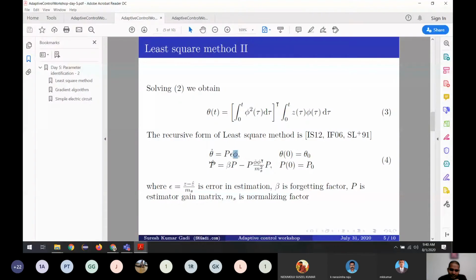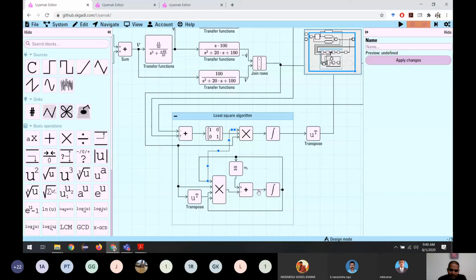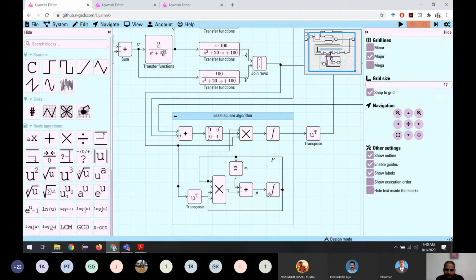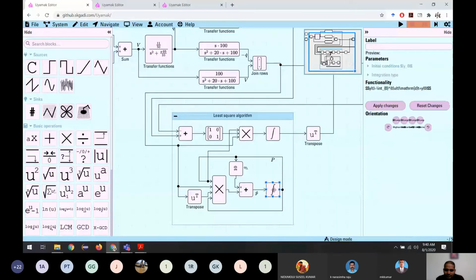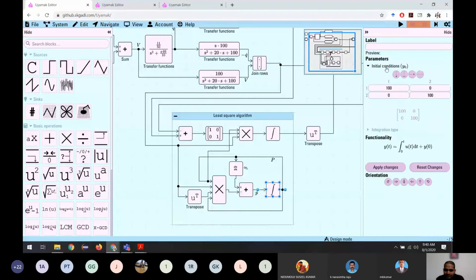So let us see how we get the p value. This is the differential equation which gives us the p value, p dot. This is p dot. So this is p. Remember here the P is a matrix. It is not a scalar value. If we select here and go to initial conditions, we'll see we put a matrix. The initial condition is a matrix.